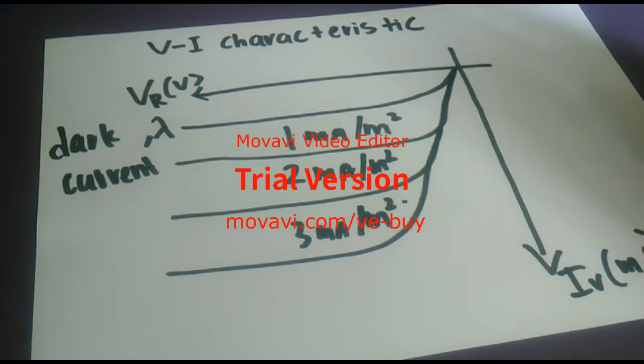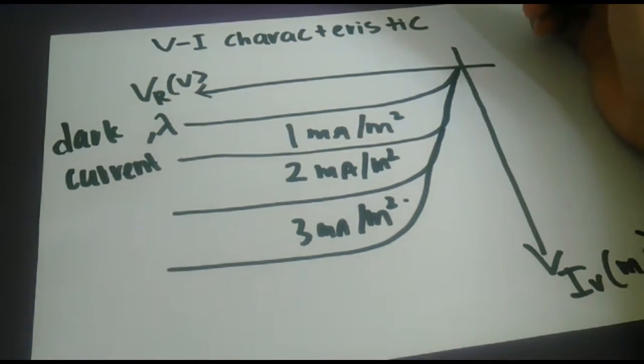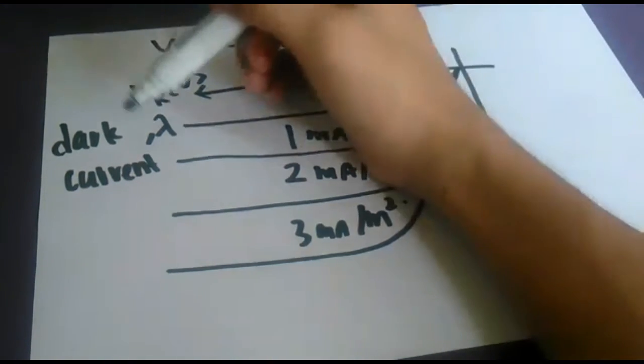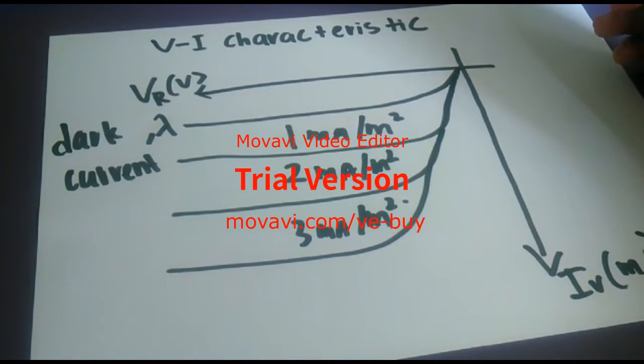As shown in the figure, when there is no light, the reverse bias photodiode carries a very small current and it is called dark current. It is purely due to thermally generated minority carriers when light is allowed to fall on the PN junction.